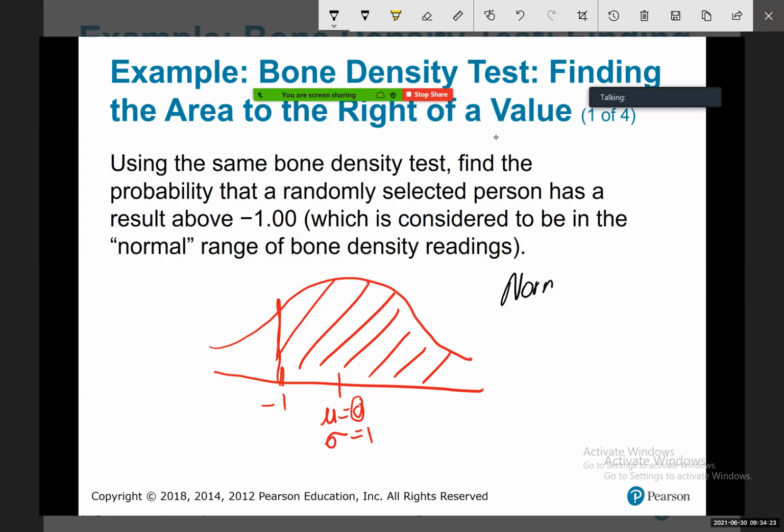So then you go normal CDF. This is what I want you to write on the test for me. You start from -1, going up to, let's say, 999. And then mu is 0, sigma is 1. So you put that to your calculator.